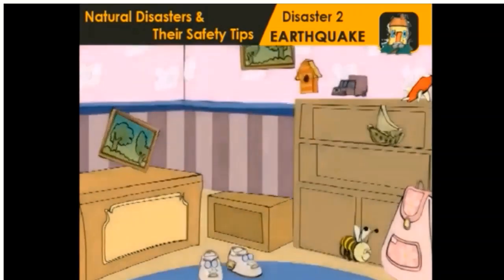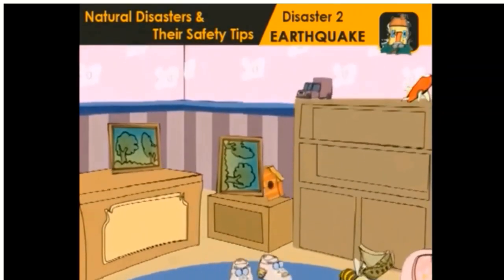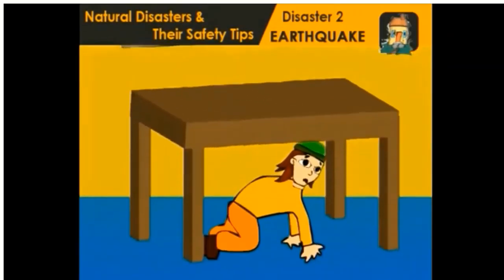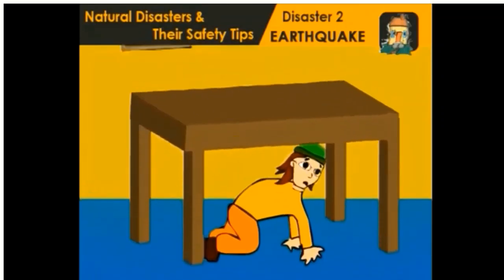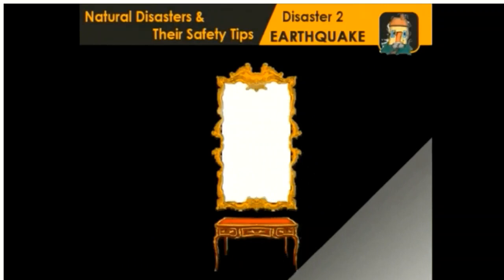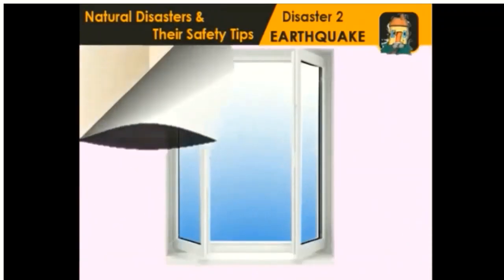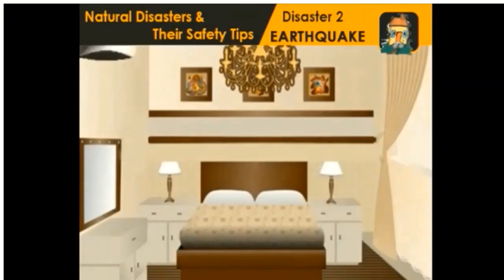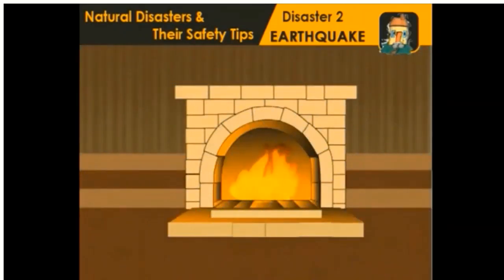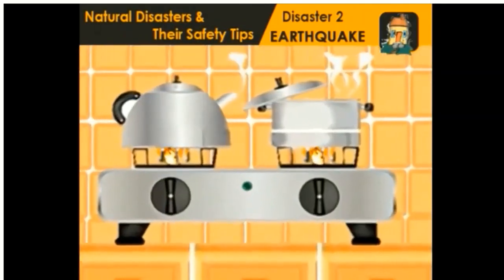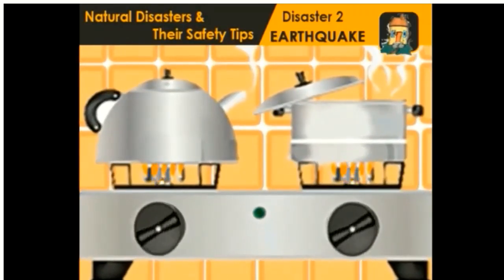Safety measures that we need to follow during earthquake. If you are indoors, quickly move to a safe location in the room, such as under a strong desk, a strong table, or along an interior wall. Stay away from large mirrors, glass windows, hanging objects, heavy furniture, or appliances and fireplaces. If your mother is cooking, ask her to turn off the gas and take cover.